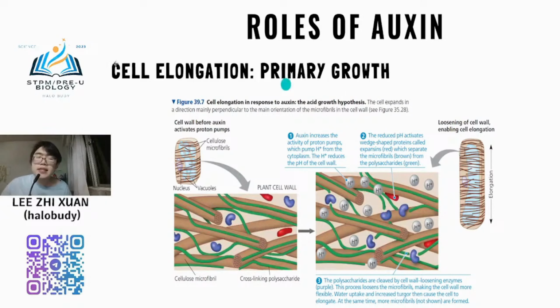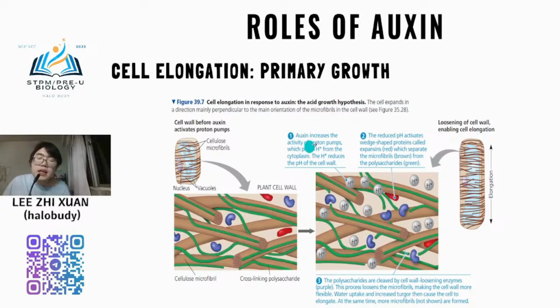We know that cell elongation means to elongate the plant cell. It is not cell division. It will not produce many plant cells, but it provides larger plant cells. That is why we call it cell elongation. It elongates the plant cell. So normally this is the response of the auxin toward cell elongation.